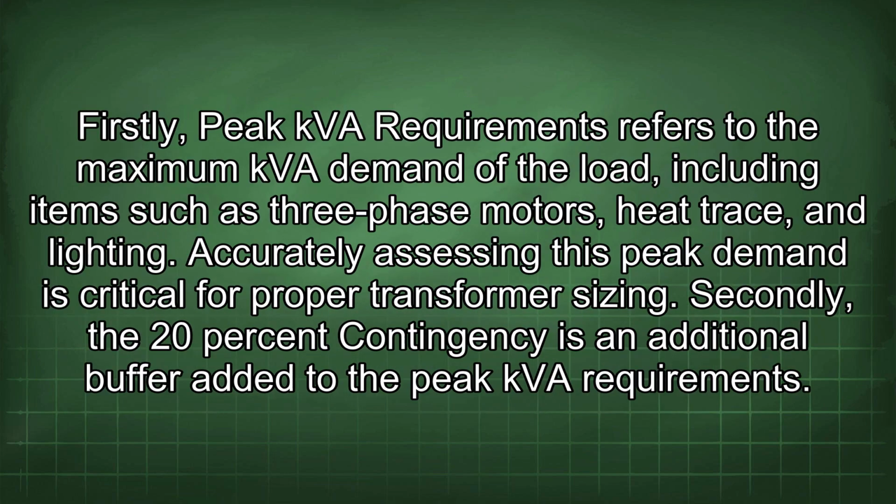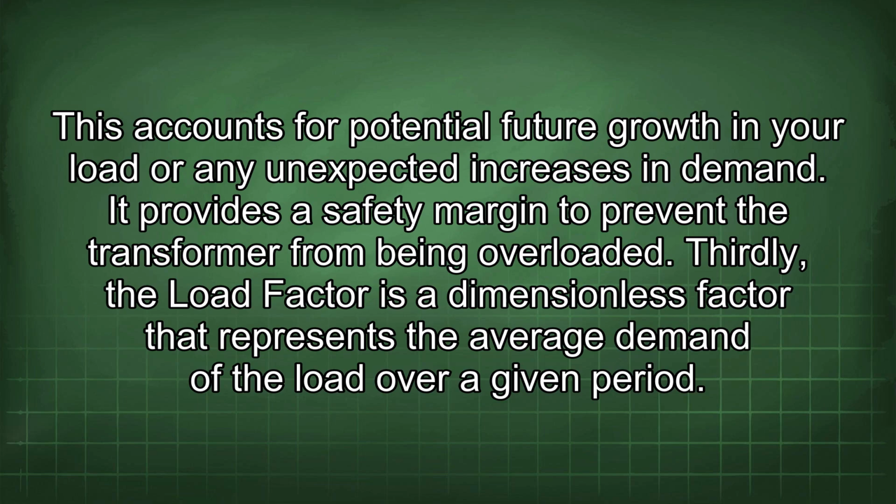Firstly, peak KVA requirements refers to the maximum KVA demand of the load, including items such as three-phase motors, heat trace, and lighting. Accurately assessing this peak demand is critical for proper transformer sizing. Secondly, the 20% contingency is an additional buffer added to the peak KVA requirements. This accounts for potential future growth in your load or any unexpected increases in demand. It provides a safety margin to prevent the transformer from being overloaded.